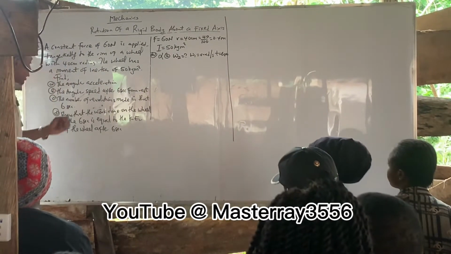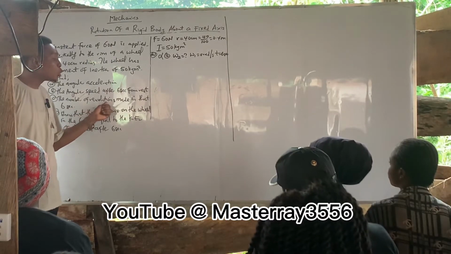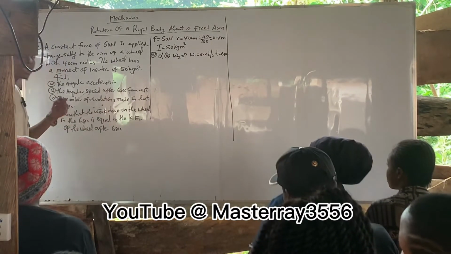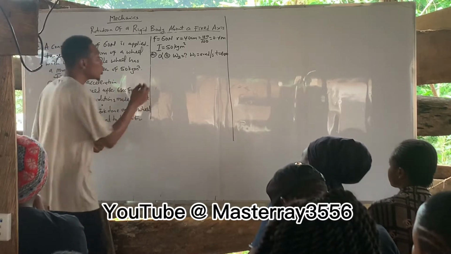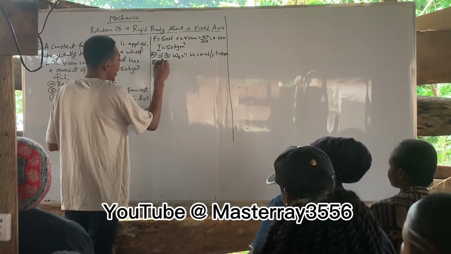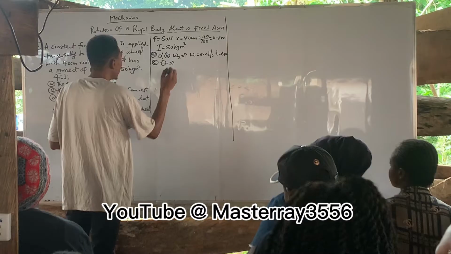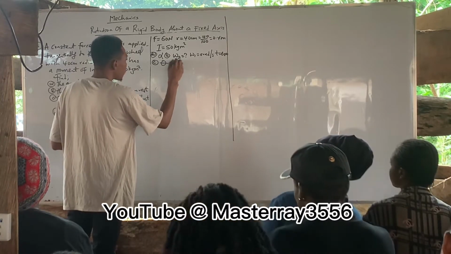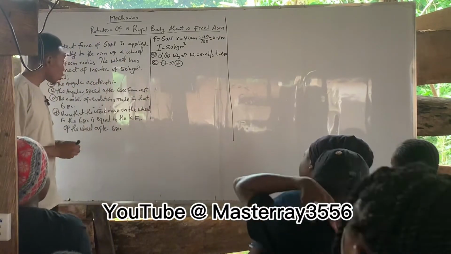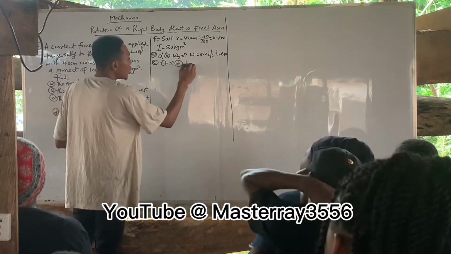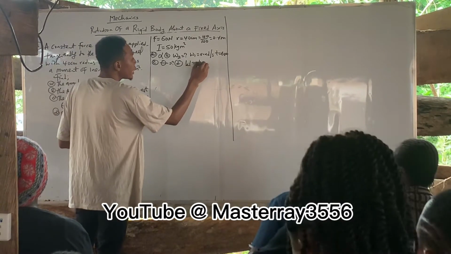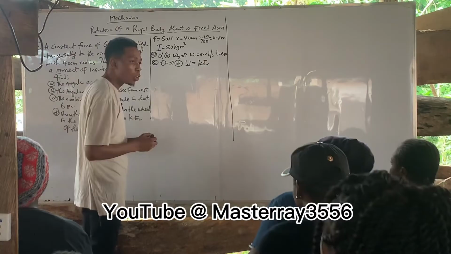Now this time around, they say the number of revolutions made in that 6 seconds. Number of revolutions is taken as theta. That's good, theta. So number 4, we are now asked to show that the work done must be equal to the rotational kinetic energy. Are you following? Yes.